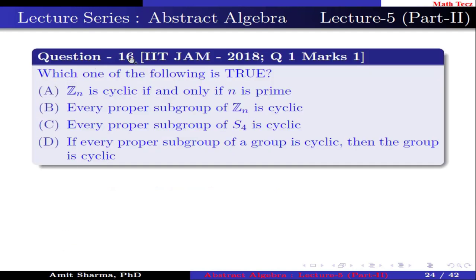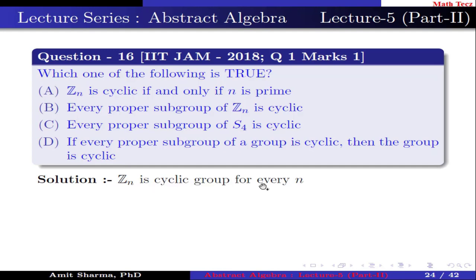Question number 16. This question was asked in the IIT-JAM exam in 2018. Which one of the following is true? Option A, Zn is cyclic if and only if n is prime. Option B, every proper subgroup of Zn is cyclic. Option C, every proper subgroup of S4 is cyclic. Option D, if every proper subgroup of a group is cyclic, then the group is cyclic.